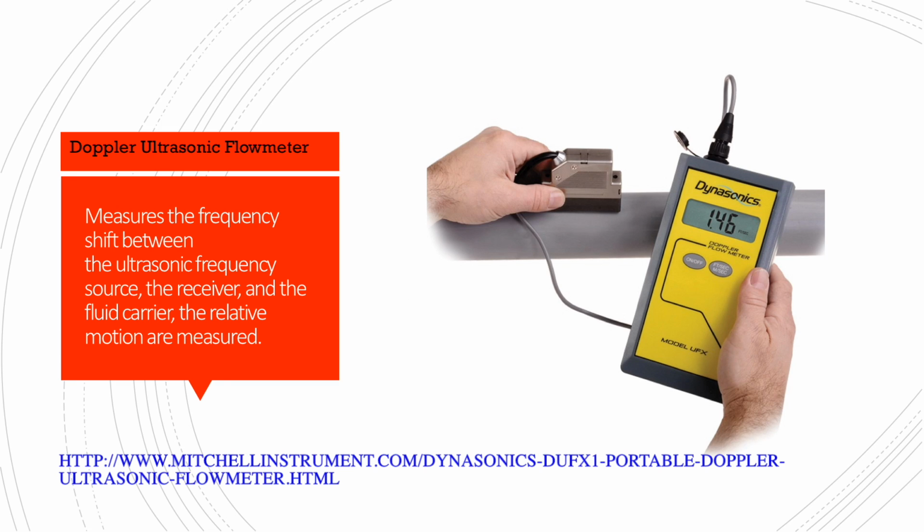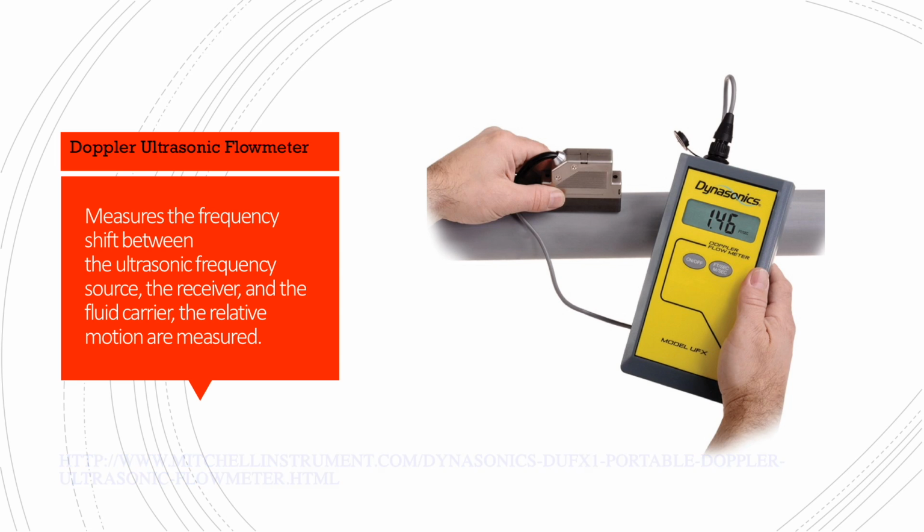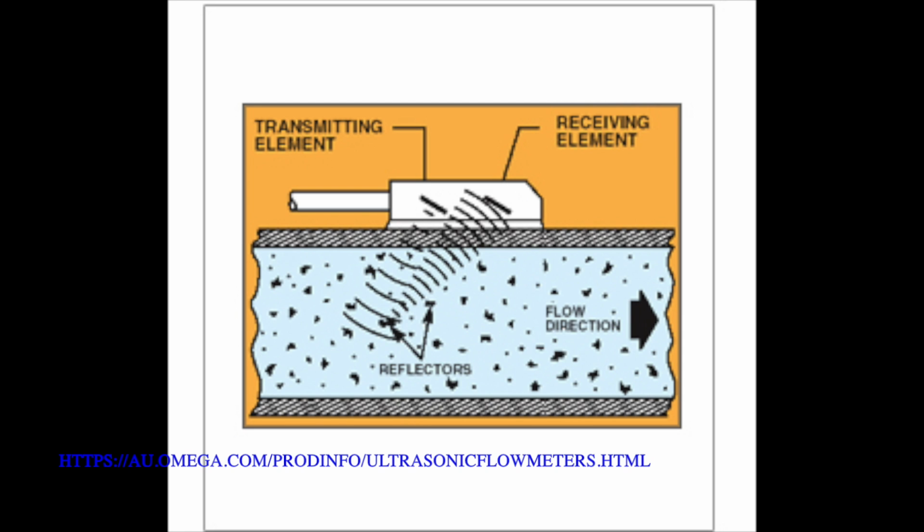A Doppler ultrasonic flow meter measures the frequency shift between the ultrasonic frequency source, the receiver, and the fluid carrier. The relative motions are measured. The key components to a Doppler ultrasonic flow meter are the transmitter, the receiver, and the reflectors. The transmitted ultrasonic signal will be reflected and then received to determine the velocity of the flow.